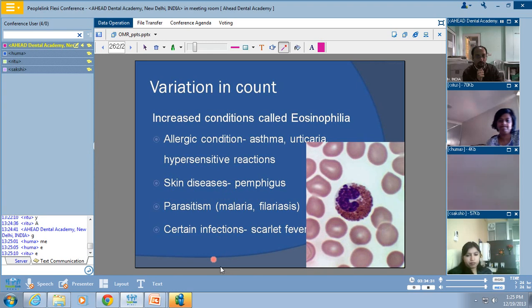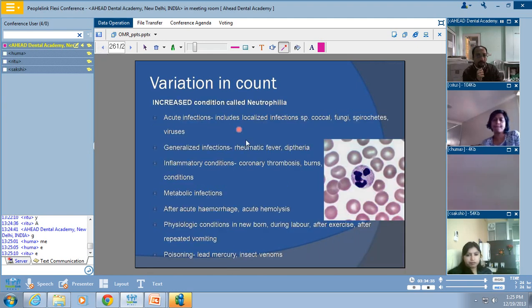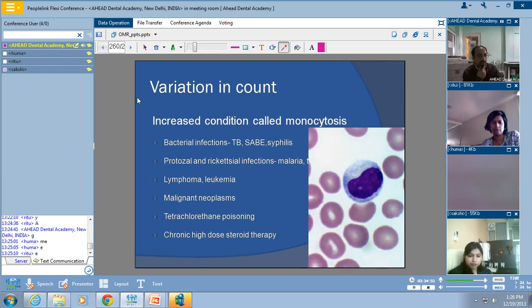Neutrophilia occurs in acute infections, focal, fungal, generalized infection, rheumatic fever, inflammatory conditions, coronary thrombosis, metabolic infections, acute hemorrhage, hemolysis, physiological conditions, poisonings. Monocytosis occurs in bacterial infections like TB, SABE, syphilis, lymphoma, leukemia, malignant neoplasm, tetrachloroethane poisoning. And lymphocytosis also occurs in acute and chronic infections.